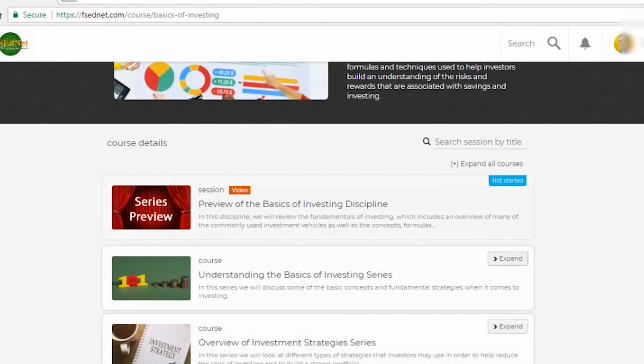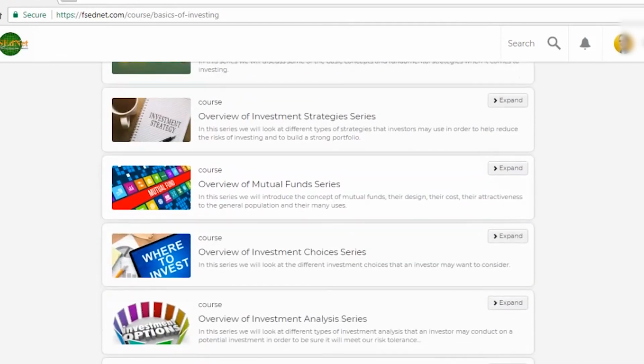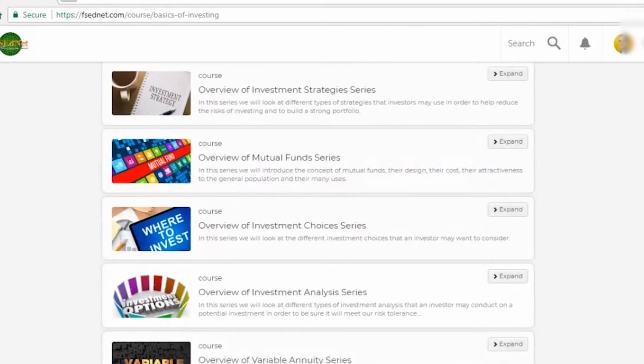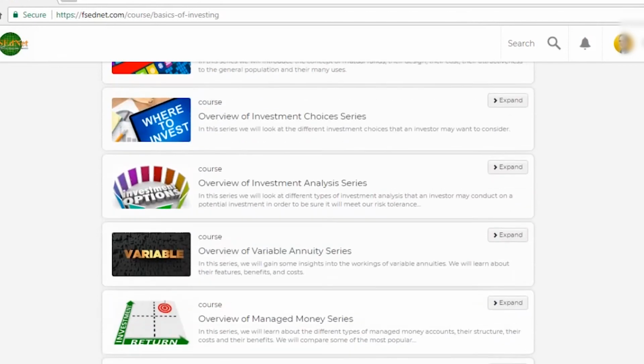This is followed by detailed courses on Overview of Mutual Fund series, Overview of Investment Strategy series, Overview of Investment Choices series, Overview of Variable Annuities series, Overview of Managed Money series, Overview of Investment Tools and Analysis series, and yet there is still more.